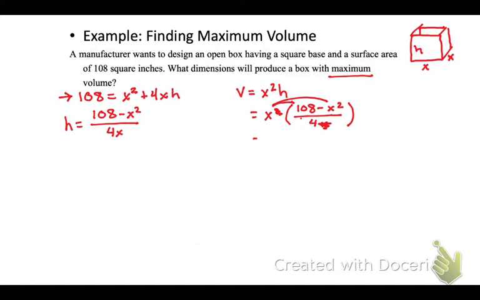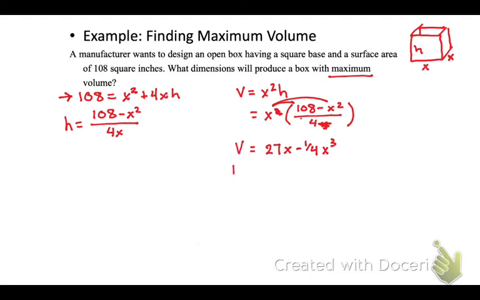So does 4 go into 108? Yes. 27 times. So we're going to have 27x. Okay. And then negative 1/4 x cubed. Okay. So now I'm down to one variable. Am I good then? Yeah.